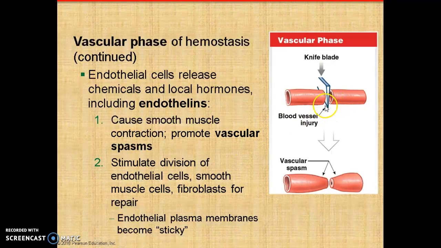When there is contact, those endothelial cells are going to release chemicals and local hormones called endothelins. The smooth muscle contracts, that's a vascular spasm, and the division of other cells is stimulated for repair.